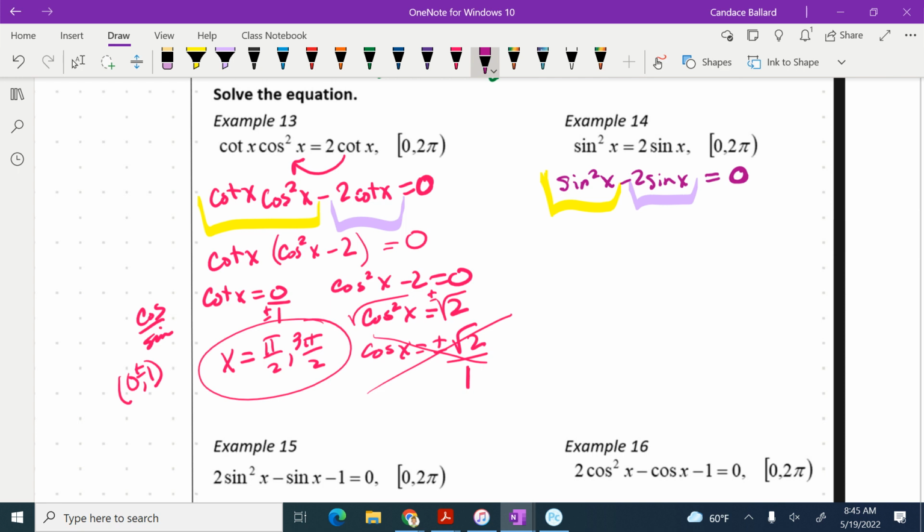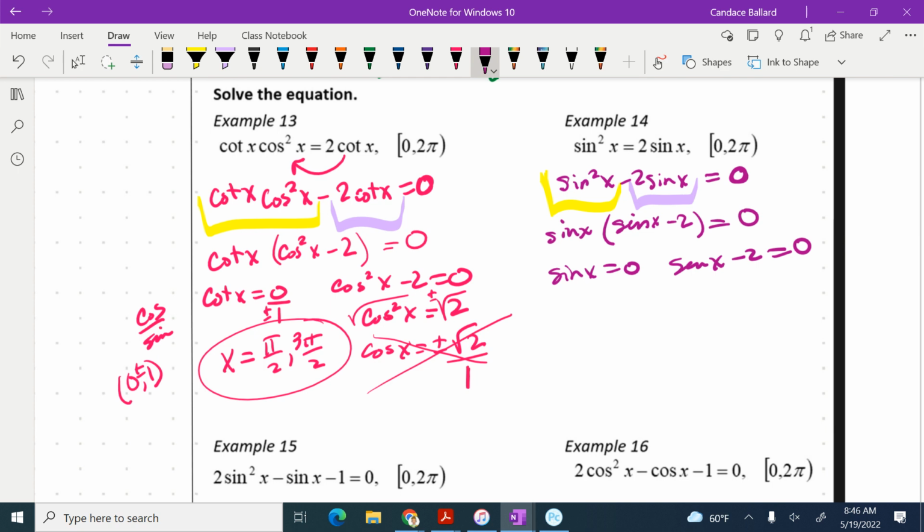Okay, I moved my 2 over by subtracting. What's my greatest common factor? Good. All right. What was left behind? Okay, so because I took out one of the sines here, it would make it sine, right? And then the thing that would be left here would be a 2. Okay. All right. I got to use zero product property, so sine x equals 0 and sine x minus 2 equals 0.